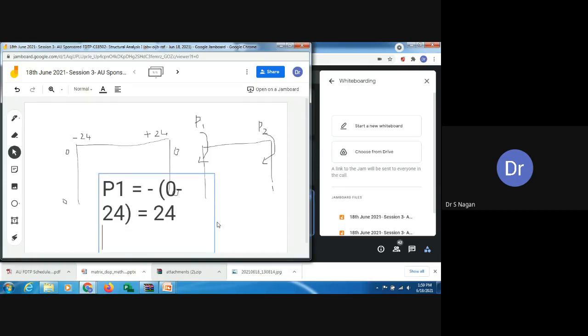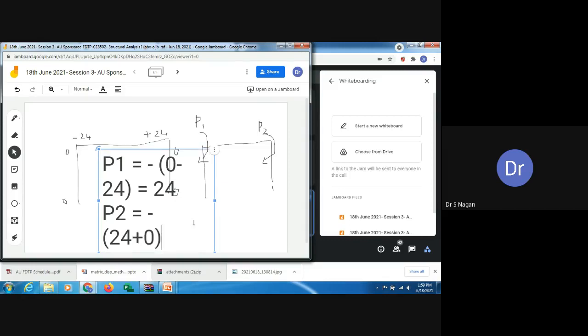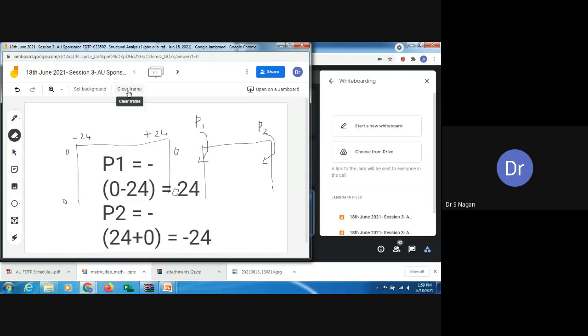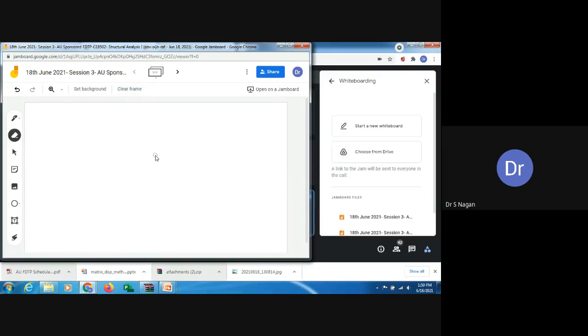And how about P2? P2 will be equal to minus of the sum of fixed moments at this joint. At this joint, the sum of fixed moments is 24 plus 0. So 24 plus 0 will be equal to minus 24. So P1 and P2, we need to find using the fixed end moments like this. Okay. So this is how we should form the P matrix.